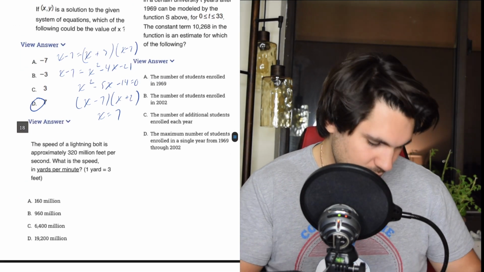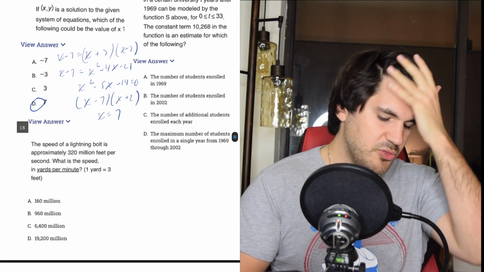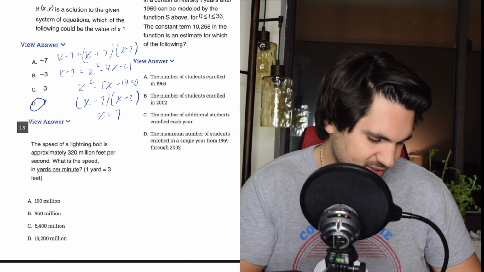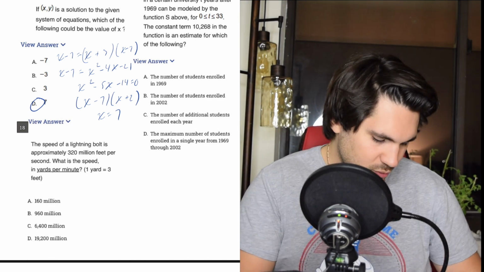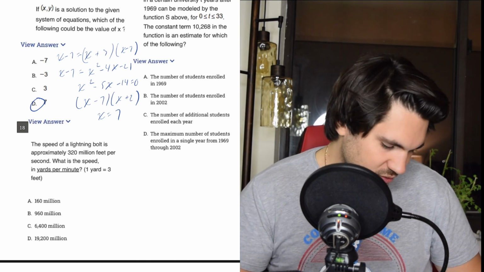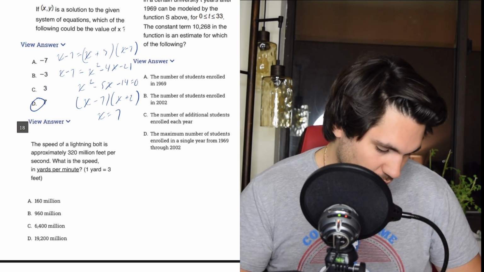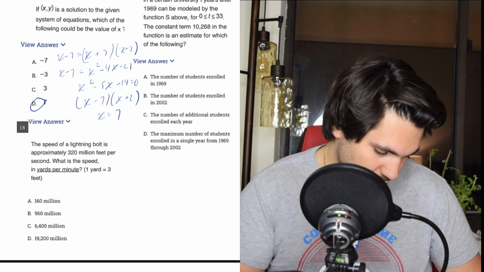Number 18, the speed of a lightning bolt is approximately 320 million feet per second. What is the speed in yards per minute? So we're just going to do the conversion. So we're going to have to convert this into yards. So it's 320 million.